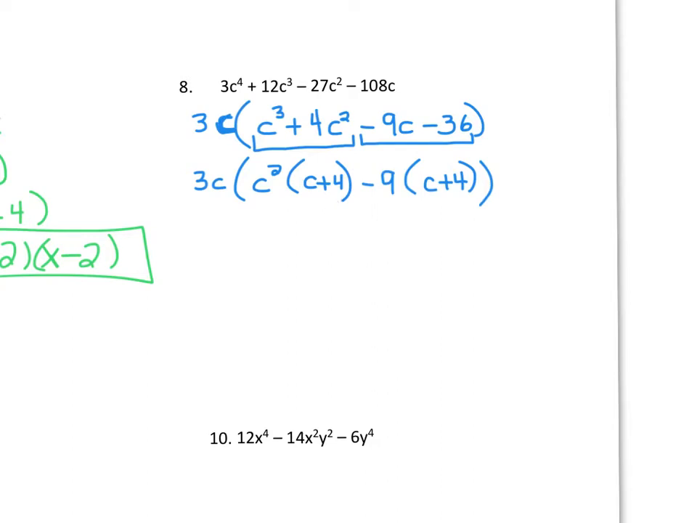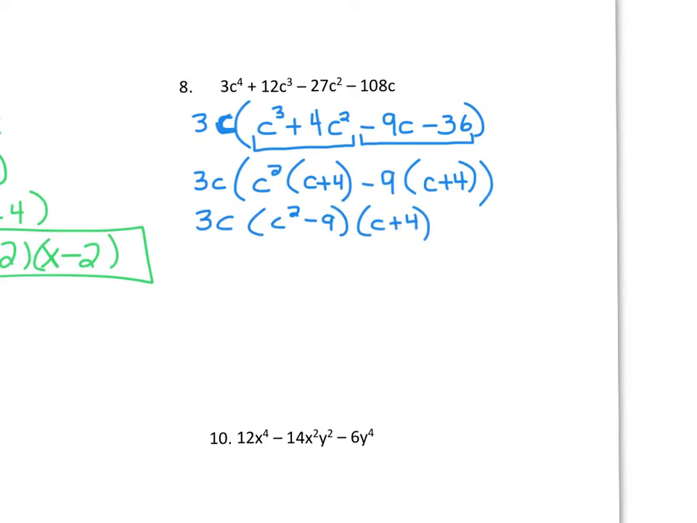All right, so now I'm going to bring my 3c down. And then I'm going to group this c squared with this minus 9. You're going to group together the 2 terms that are in front of this common binomial that we see here. All right, so we have c squared minus 9. And then we're going to bring down that common binomial, and that's our final factor, c plus 4. So this, you just rewrite once.